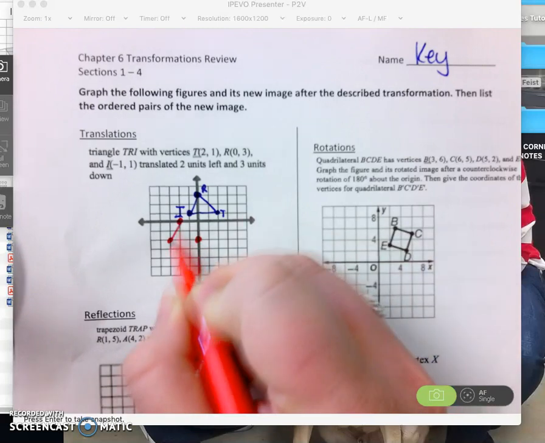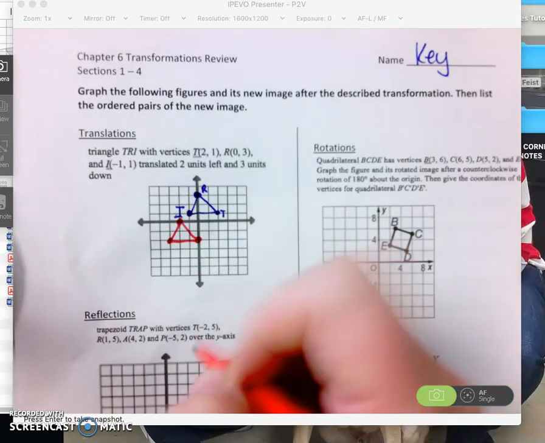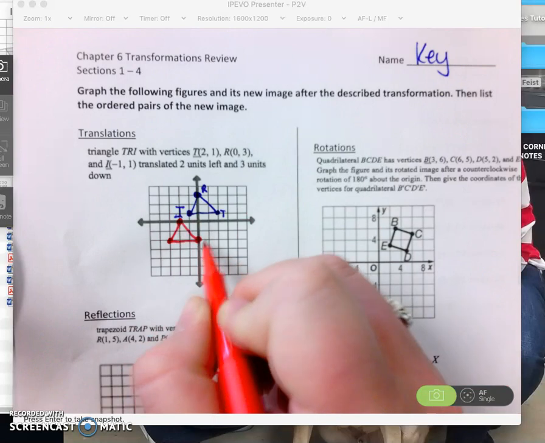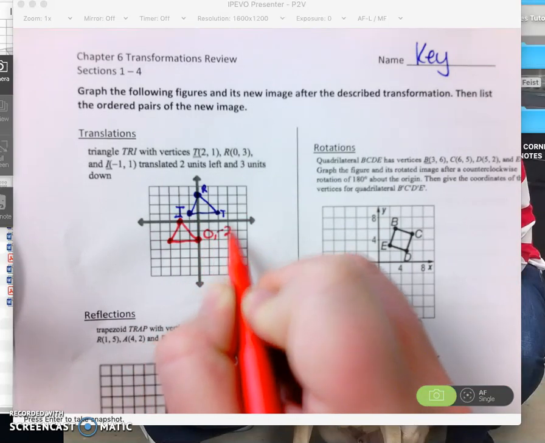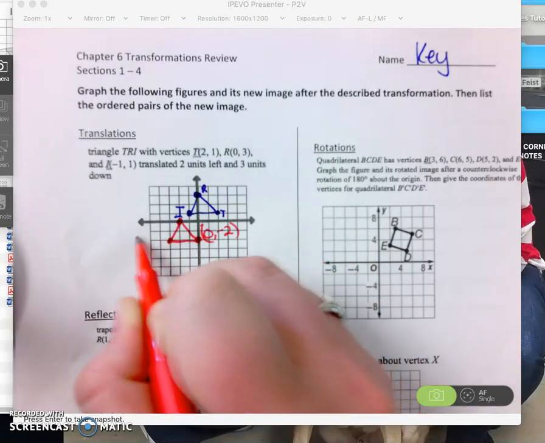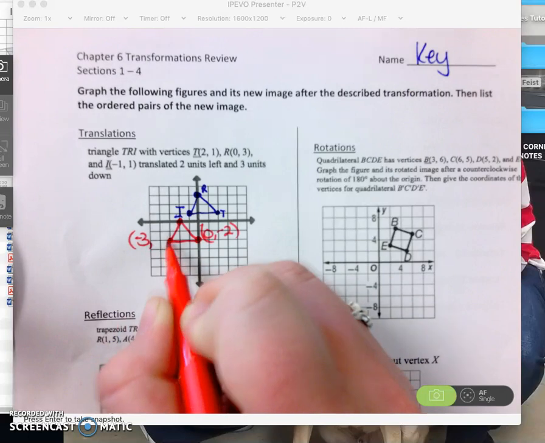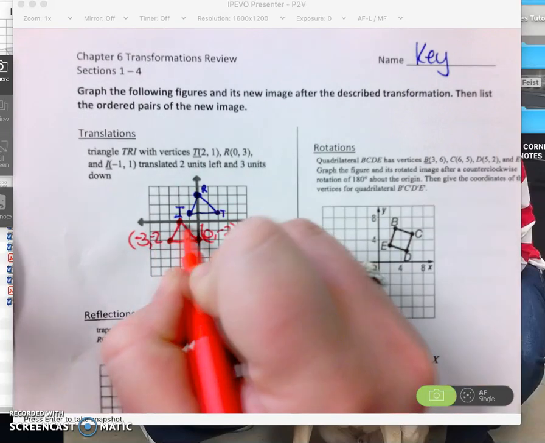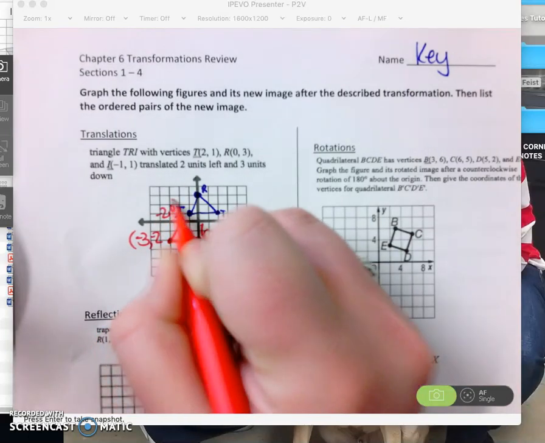There's our new shape, and our new points would be 0, -2. This one would be 1, 2, 3, so -3, -2, and this will be -2, 0.